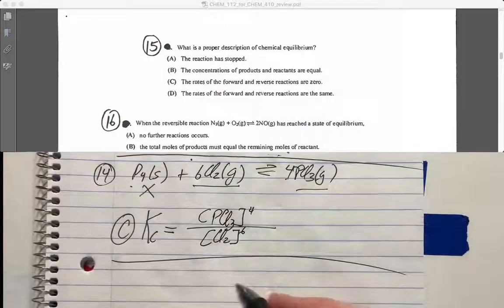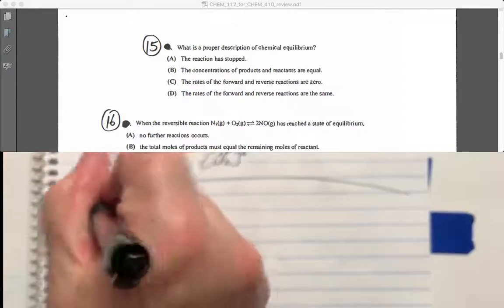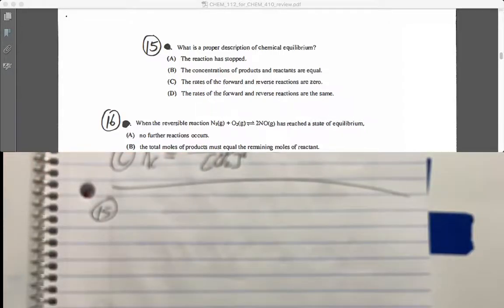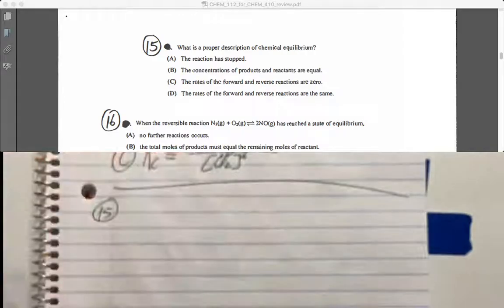All right, then here for number 15, we're asked, what's the proper description of a chemical equilibrium? At equilibrium, the rate of the forward reaction and the backward reaction are equal to one another. So it is not true that the reaction has stopped. It's not true that the concentration of products and reactants are equal, like we saw just in the previous example. There was a lot more product than reactant. It's not true that the rates of the forward and reverse reactions are zero.